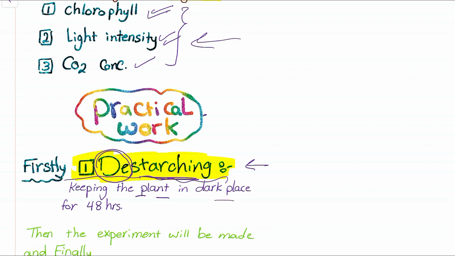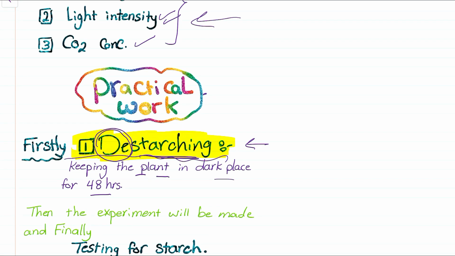By keeping it in a dark place for 48 hours. What happens during these 48 hours? Actually, the starch which is stored inside the plant cell is consumed or used up. So by the end of 48 hours, the starch will be zero. Why are we doing this destarching? Because we need to start with zero starch to be sure that the starch is formed only during the experiment, not before it. This is the first point. Then, after destarching, we'll do our experiment, as we'll explain later.